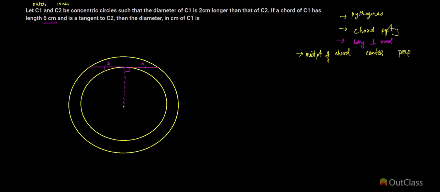Now it's given that the diameter is 2 longer than the diameter of the other one, which is the same as saying radius is 1 longer. R1 is 1 longer than R2. So notice that this vertical line is the radius of the inner circle, and notice that this slanting line here is the radius of the outer circle, which is 1 longer. So it's R plus 1. So we have a right angle triangle containing 3 and R plus 1.